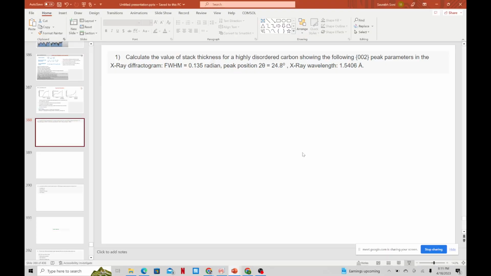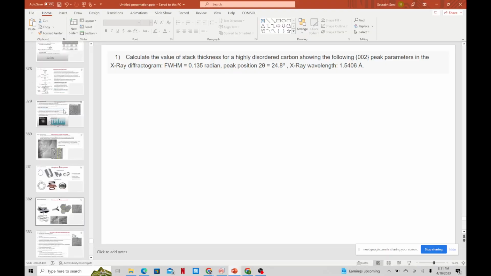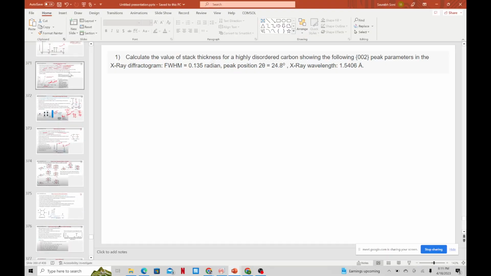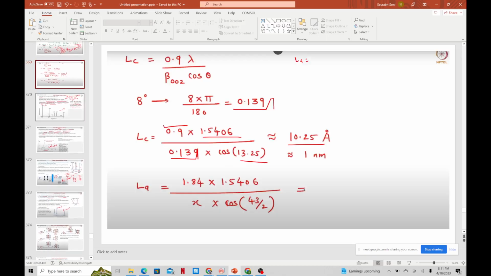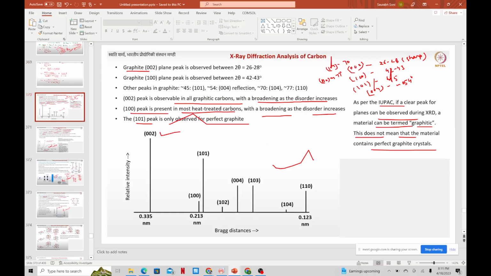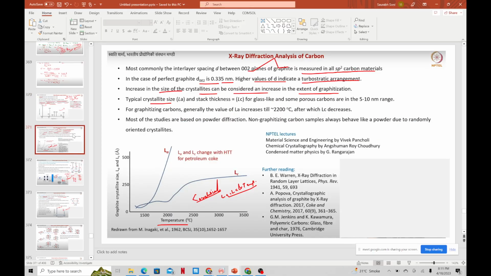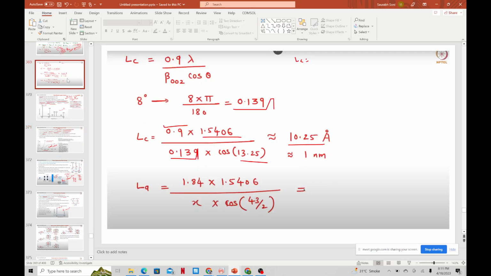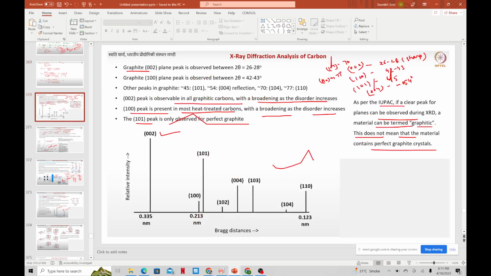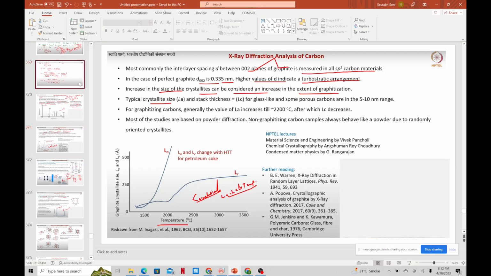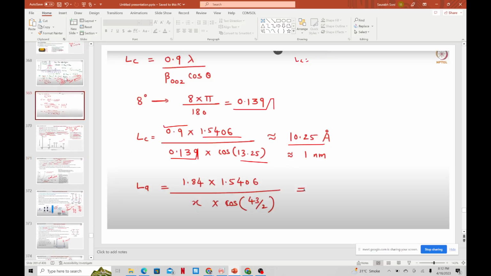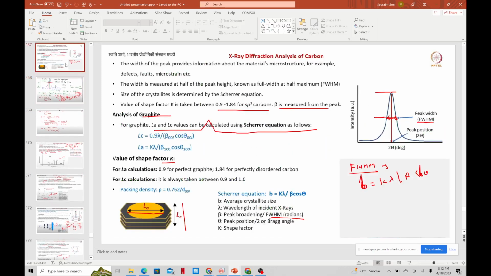Okay, so what is the stack thickness? The stack thickness I have shown you in this slide. Okay, so you have to find this stack thickness. Stack thickness means Lc. Lc is here, stack thickness. So what is the formula for stack thickness?